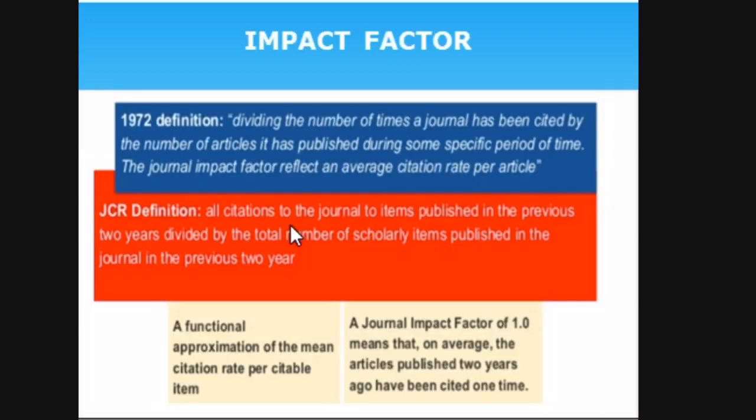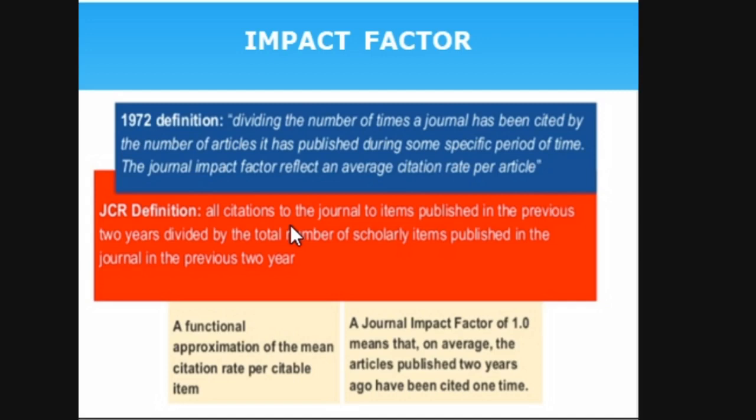So again, I want to tell you about one more traditional metric, that is impact factor. H index is for an author or institution, whatever it may be. Impact factor is only for journals. You might have come across a journal having impact factor 5, a journal having impact factor 6. So what does this impact factor actually mean?